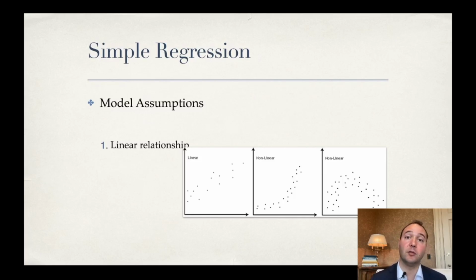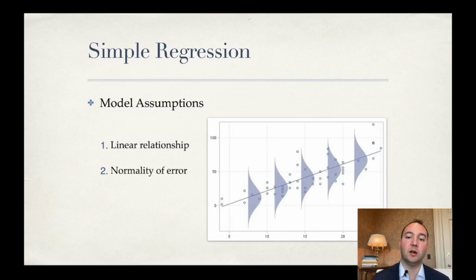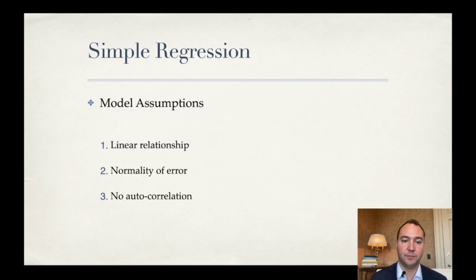There are many other models that are more suitable for this type of relationship. We also assume a normality of error. This means that when we draw our line, we assume that the error follows a normal distribution above and below that line. In other words, our prediction using this line should be very close to the line, following a normal distribution.